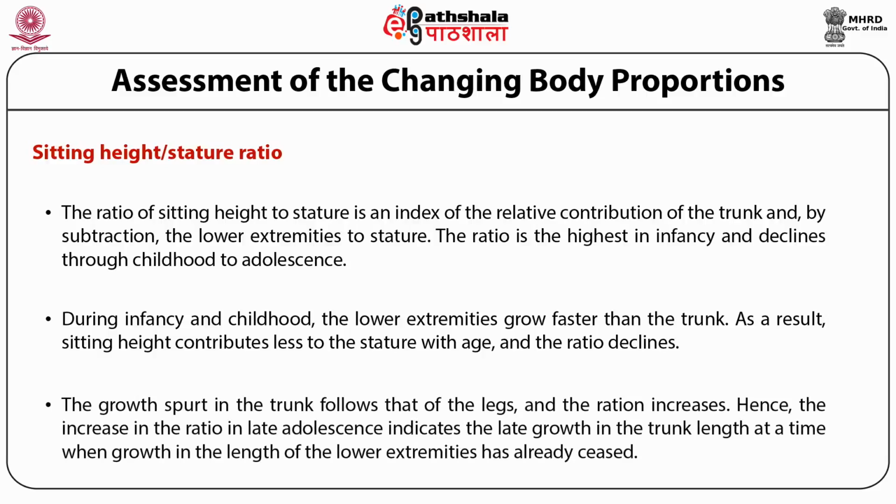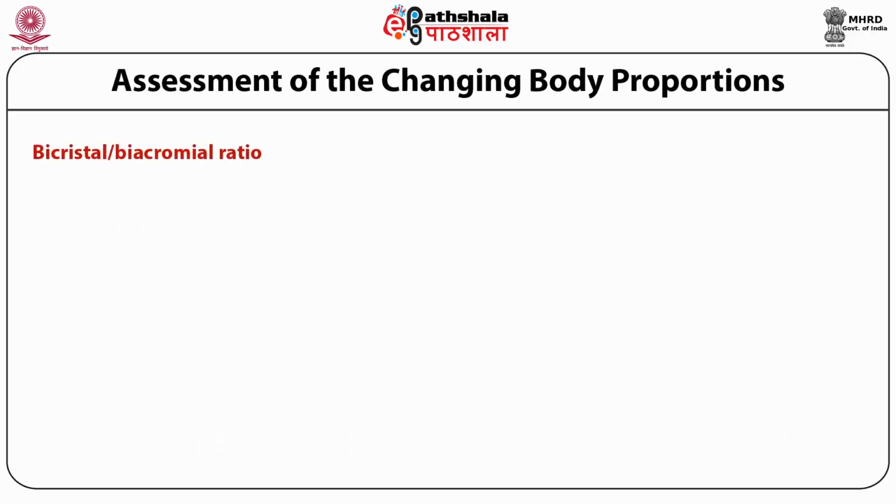The growth spurt in the trunk follows that of the legs and the ratio increases. Hence, the increase in the ratio in late adolescence indicates the late growth in the trunk length at a time when growth in the length of the lower extremities had already ceased. Now, what is the bicristal biacromial ratio?